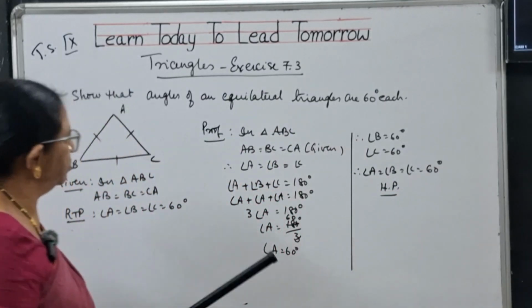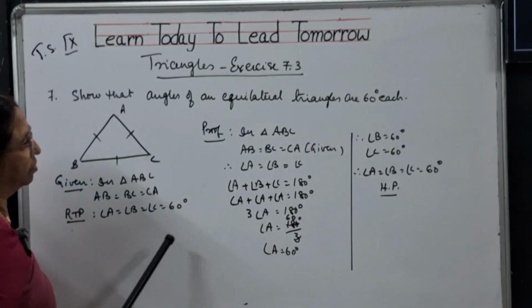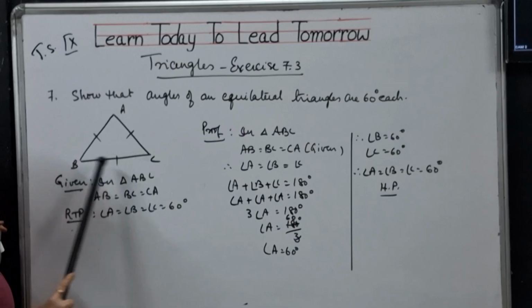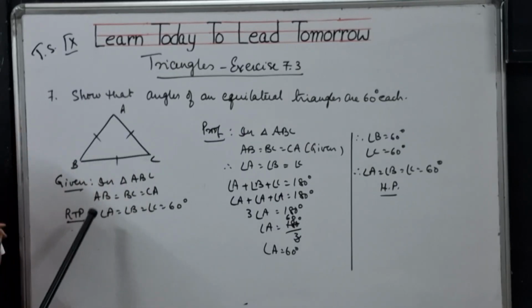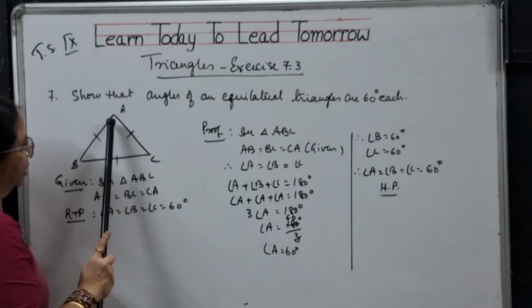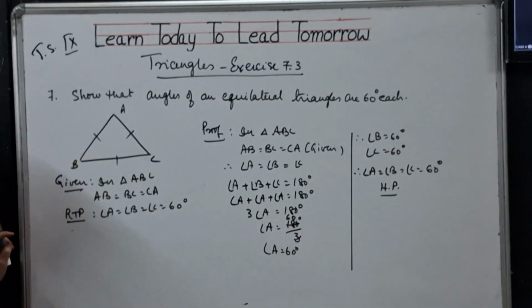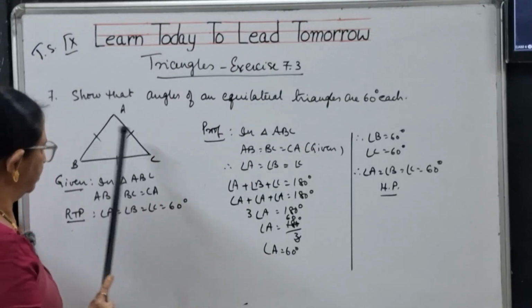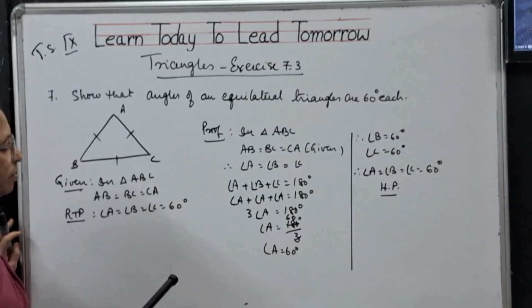So what is the problem? You have to prove that the angles in the equilateral triangle are 60 degrees each. So ABC is an equilateral triangle in which AB is equal to AC is equal to BC. Now we need to prove that angle A is equal to angle B is equal to angle C is equal to 60 degrees. That means in triangle ABC, sides are equal, they have given, so angles are equal.